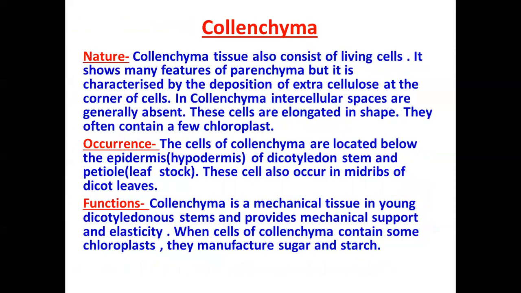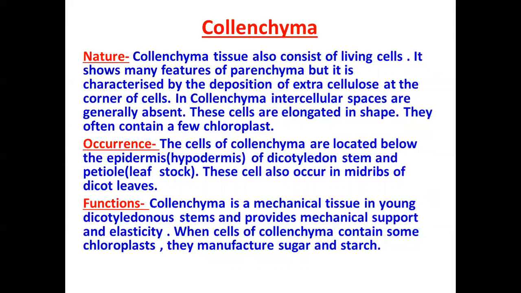Next is collenchyma. Basically colla means glue, and enchyma means an infusion. Collenchyma tissue also consists of living cells. It shows many features of parenchyma, but is characterized by the deposition of extra cellulose at the corner of the cells. In collenchyma, intercellular spaces are generally absent. Collenchyma cells are elongated in shape. They often contain a few chloroplasts.